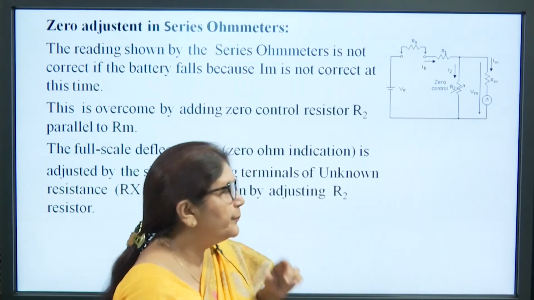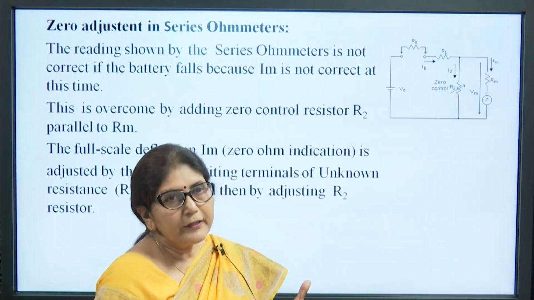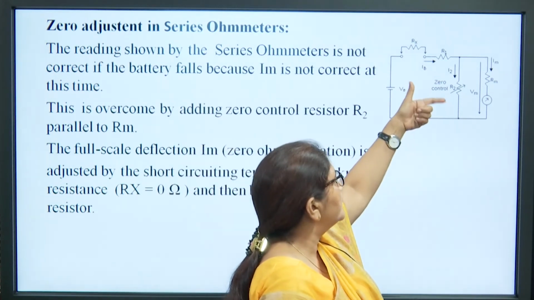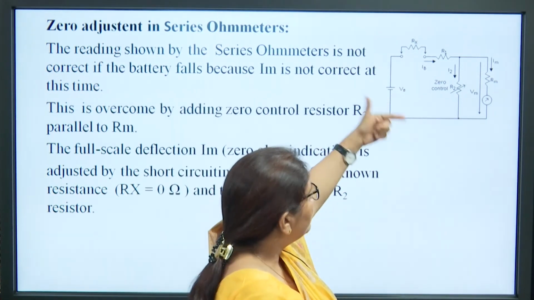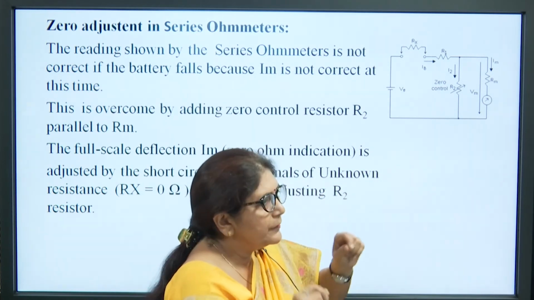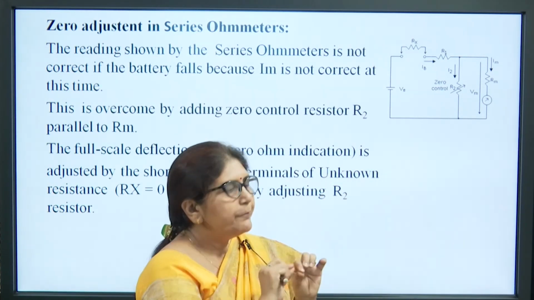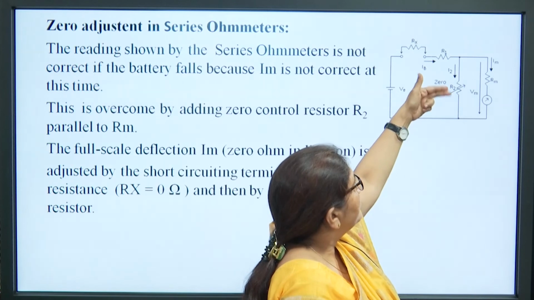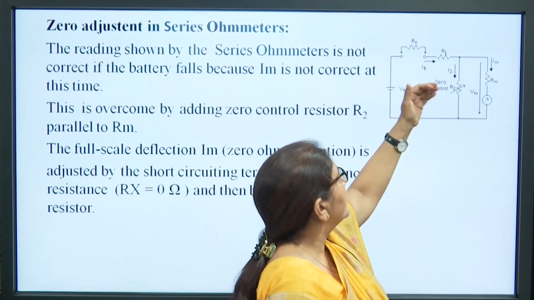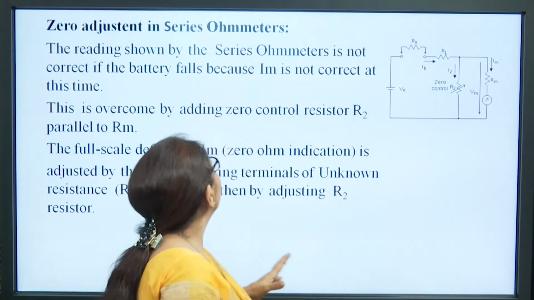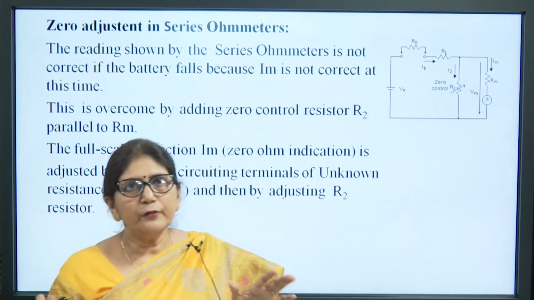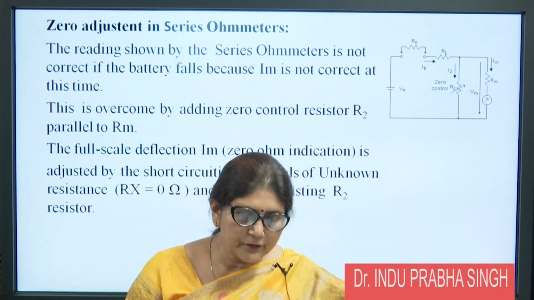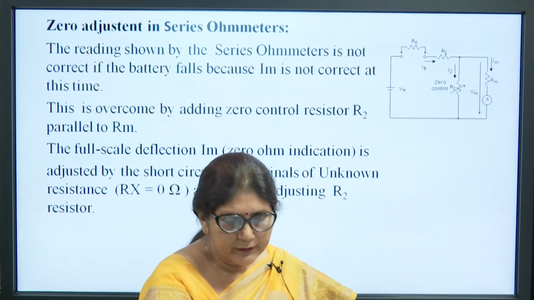Now, again we need a 0 adjustment, because without 0 adjustment we can't find the correct value of the current. For the 0 adjustment we place a resistance R2 in parallel to the meter, so that when there is no Rx the meter deflects at 0. When we vary this resistance to keep the meter reading 0, Rx is removed. So, the reading shown by the meter is correct even when the battery falls over time. We can adjust the meter reading by varying this R2 resistance.